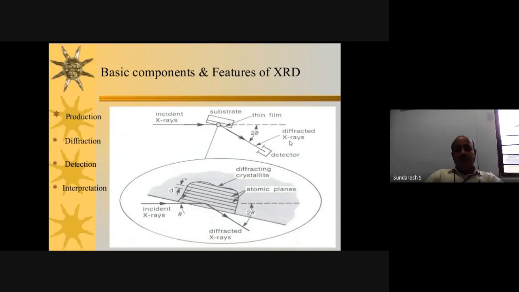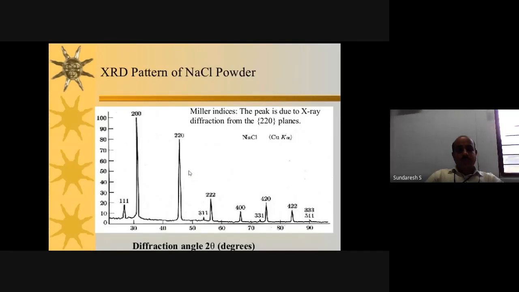The images that we get over the detectors are what reveal the structure. Okay, so this is the detection and interpretation. Interpretation means how it is being diffracted by crystalline structures and atomic planes. So look at here: incident ray, diffracted ray, atomic planes, diffracting crystalline. Okay, so this is the interpretation of how XRD is used.